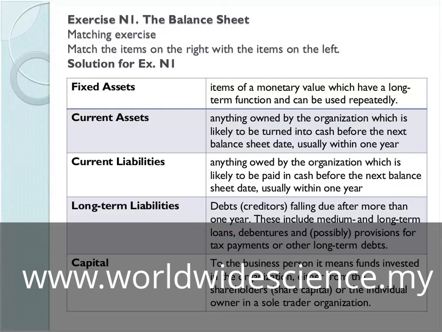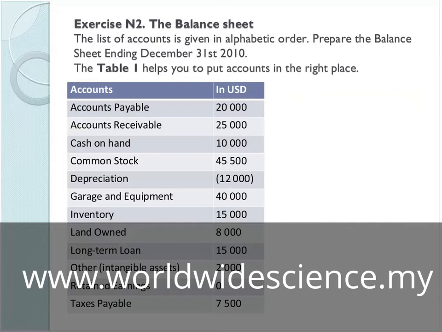I have received around 10-12 assignments from students. Most of you did this exercise number 1 correctly. That is good, that's very good. So let's move to the next one. I hope you are fine with exercise number 1, right? You already understand the meanings of assets, liabilities, and capital. Yes, it's clear. Let's see the next.